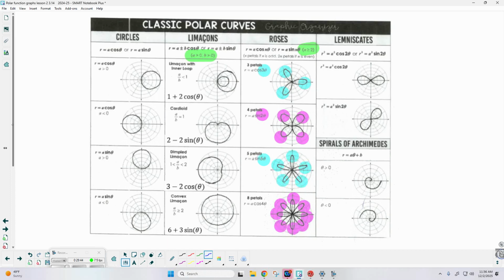Now, I want to stress, for example, 1 plus 2 cosine of theta is not that exact graph that's right there. You're going to get a graph that's similar to it. I'm not saying that's the equation of the graph you have. So we're okay with that?